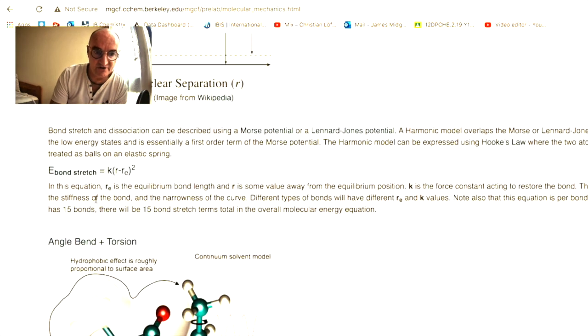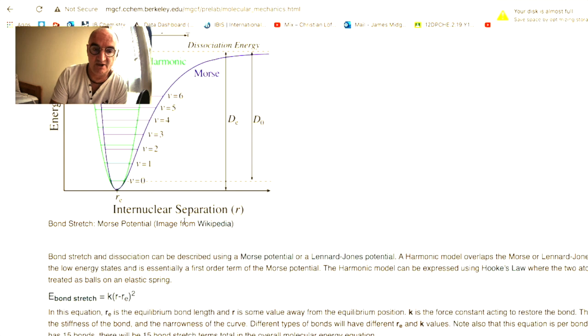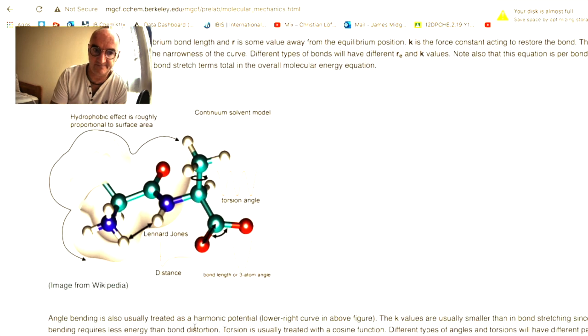Okay, so bond stretch, this is the equilibrium bond length, and R is some value away from the equilibrium position. So the bond stretch is a measure of the distance between here, the minimum energy position, and any position beyond the minimum energy. That's the bond stretch measure. Angle bend and torsional energy.